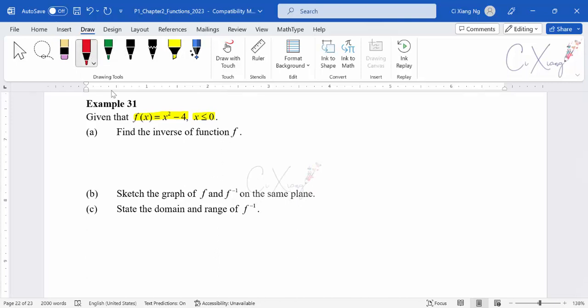So just to recall, to find the inverse function of f, I will let y equal x squared minus 4. To find the inverse function, I will make x equal to something in terms of y, right? So I have y plus 4 equals x squared. So my x can be equal to plus or minus the square root of y plus 4.